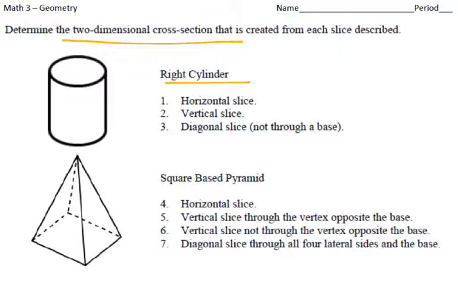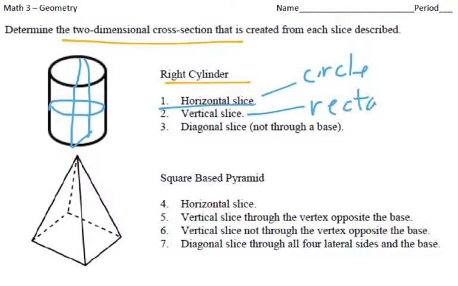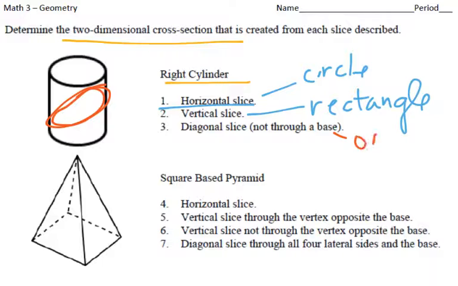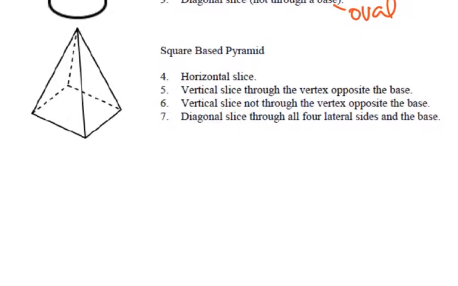Other than that, if we're talking about a right cylinder, a horizontal slice is going to give us a circle. A vertical slice ends up making a rectangle. A diagonal slice that doesn't go through the base gives us an oval. If it goes through the base, then it changes and has a flat part, so it's more like a semicircle. And that's what you should have gotten for the right cylinder.